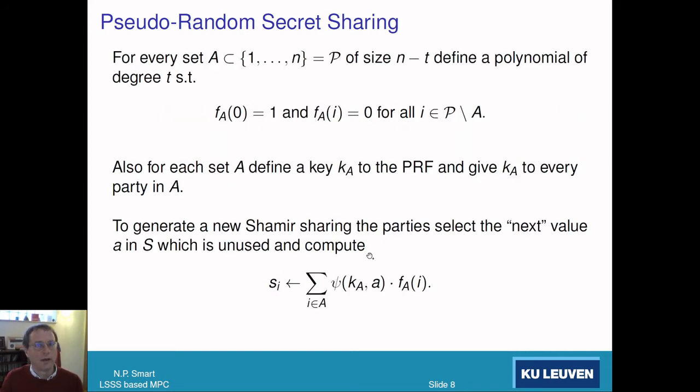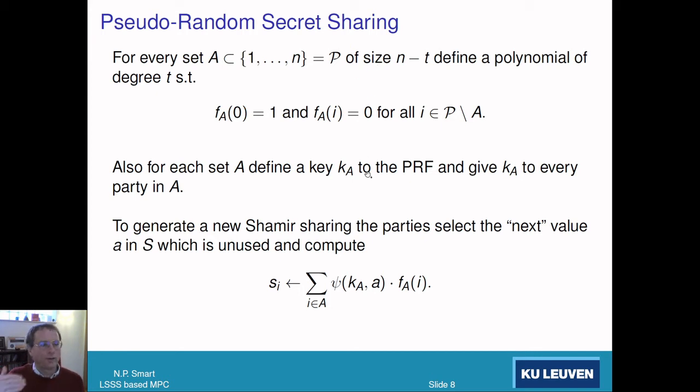Okay, so what we're going to do, if we take the threshold, a Shamir sharing, is for every subset of size n minus t, we're going to define a polynomial. This polynomial is going to have value 1 at position 0, and have value 0 for all i not in the set. So it's of degree t, so this gives us t plus 1 constraints. A polynomial of degree t has t plus 1 coefficients. So this uniquely defines a polynomial for this set of size n minus t.